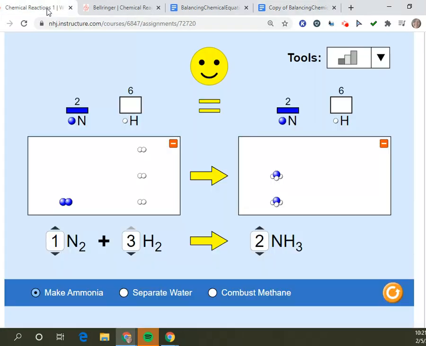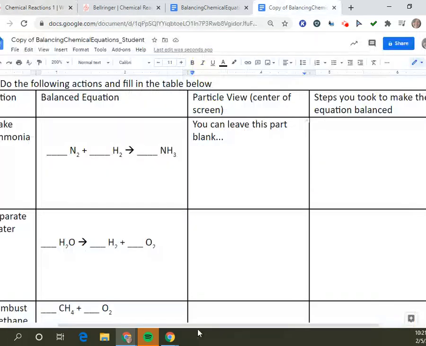We already did the make ammonia one because make ammonia is this part. So what you would put is the coefficients that you had, and you can leave ones blank if you want because they can be invisible, but the rest of them you need. So let's go ahead and fill those in. 1, 3, 2. I don't care if you put the 1 or not, but most people would say make it invisible. That's up to you.